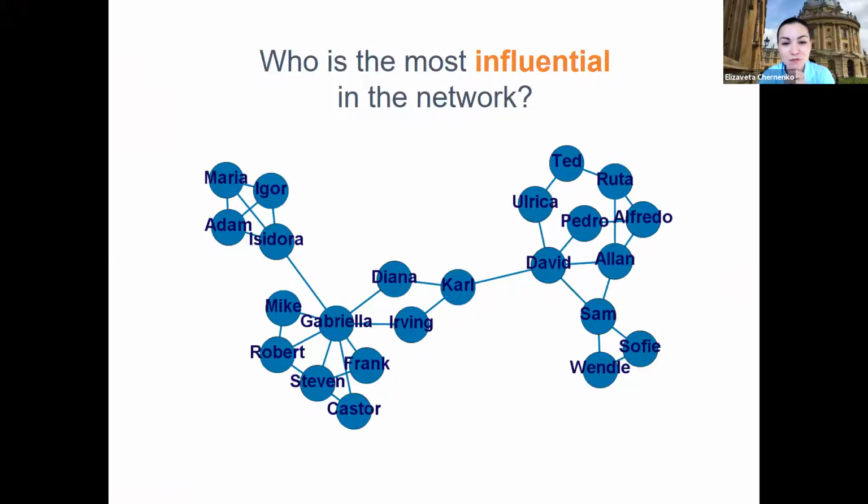So please choose everyone who you think has the most social influence within this network. Try to think of different mechanisms of social influence. Okay, 5, 4, 3, 2, 1.